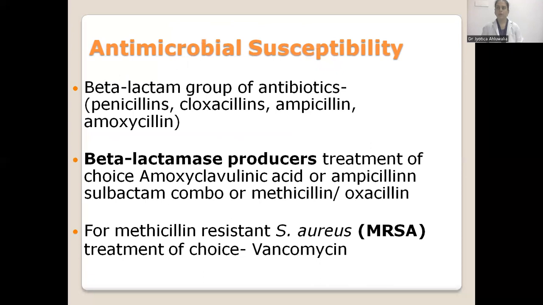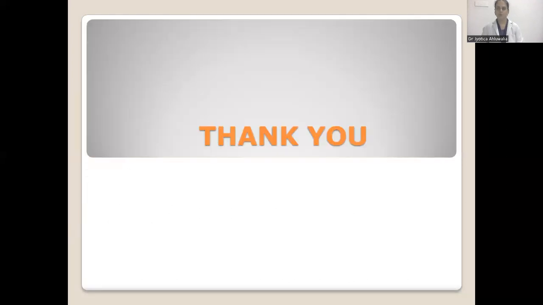The various antibiotics used for staphylococci are the beta-lactam group of antibiotics like penicillins, cloxacillin, ampicillin, and amoxicillin. For beta-lactamase producers, the treatment of choice is amoxicillin-clavulanic acid or ampicillin-sulbactam combination, or methicillin or oxacillin can be used. For MRSA, the treatment of choice is vancomycin or linezolid.